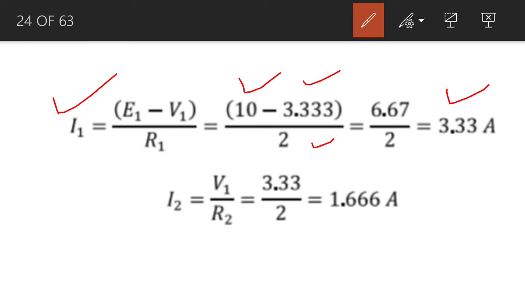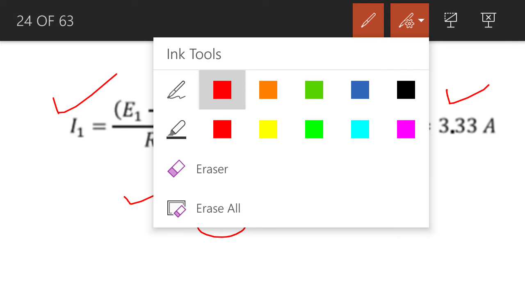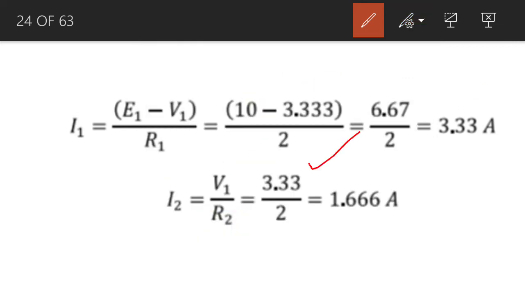So I1 is 3.33 ampere. We calculate I2. The voltage across R2 is V1. So I2 is equal to V1 by R2. So we have 3.33 divided by 2, which gives you a current of 1.66 ampere.